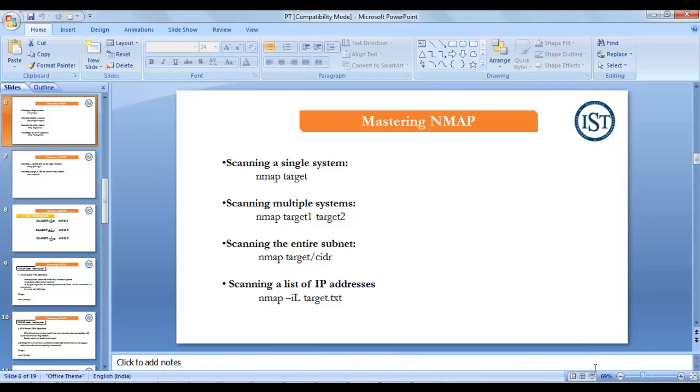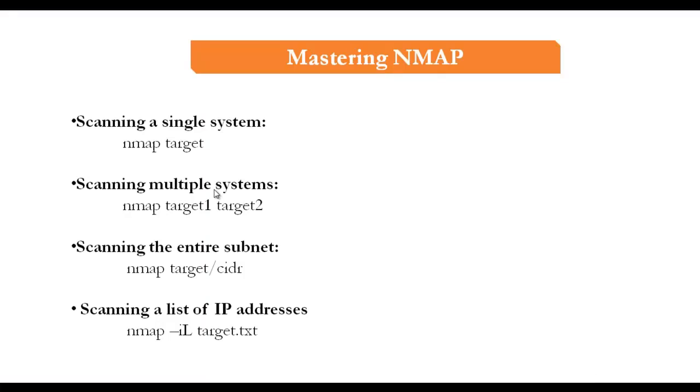We have another option, scanning multiple systems. If you want to scan multiple systems, you can just specify the IP addresses or host names of the targets you want to scan. Similarly, if you want to scan the entire subnet, you just have to give its address. Similarly, if you want to scan a list of IP addresses which are in a text file, you can simply use nmap -iL and the file name, and we have to make sure that the file target.txt is there in the nmap directory.